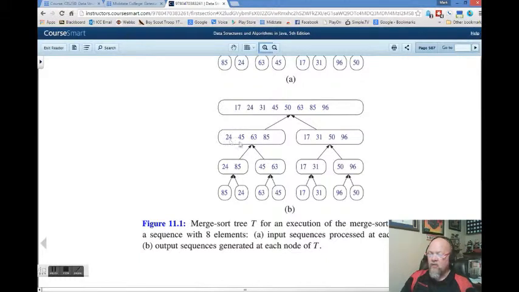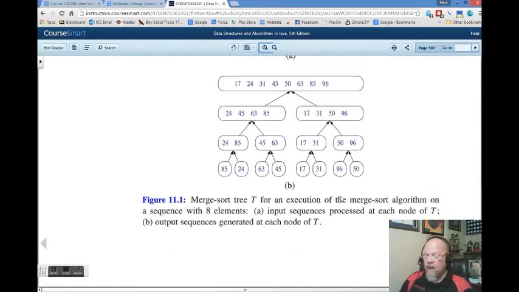I look at 24 and 17, which one's lower? 17 is. I look at 24 and 31, which one's lower? 24 is. I look at 45 and 31, which one's lower? 31 is. I look at 45 and 50, which one's lower? 45 is. I look at 63 and 50, which one's lower? 50 is. I look at 63 and 85, which one's lower? 63 is. 85 and 96, which one's lower? 85. 96 then goes up.